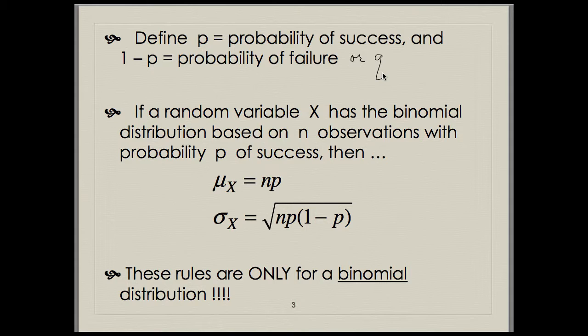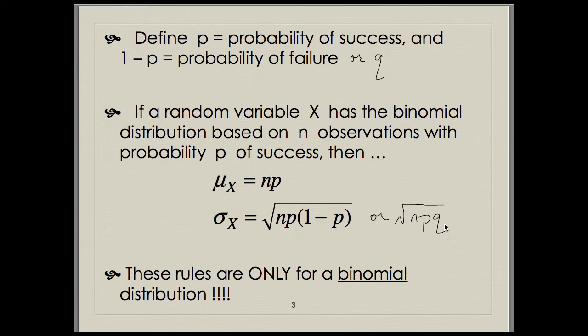The standard deviation then of the random variable x we find by doing the square root of n times p times 1 minus p. Since q is often used to represent that probability of failure, you sometimes might see this done as the square root of n times p times q. Now, one big thing to remember though is these rules are only for a binomial distribution. When you move into other distributions, you'll have different rules.